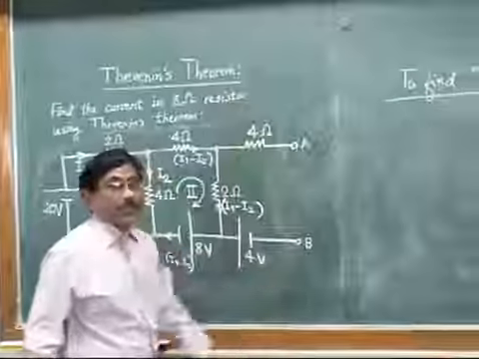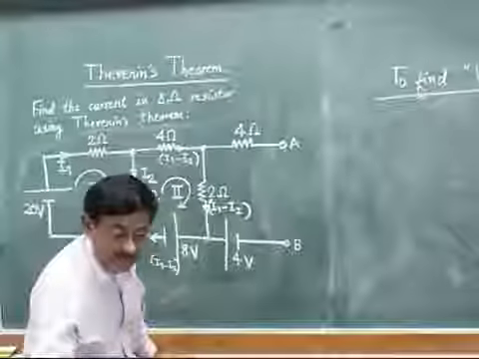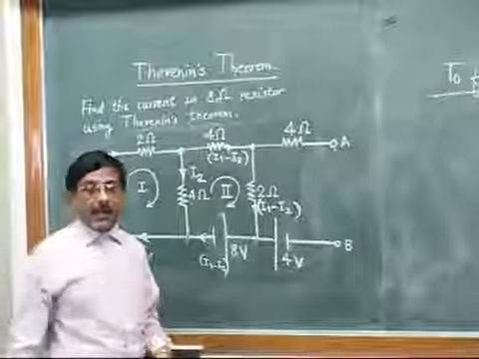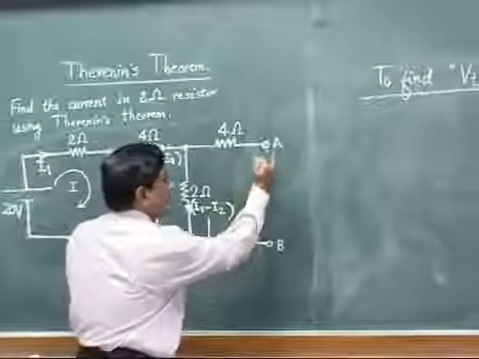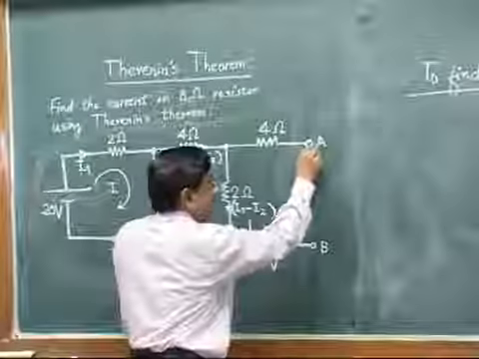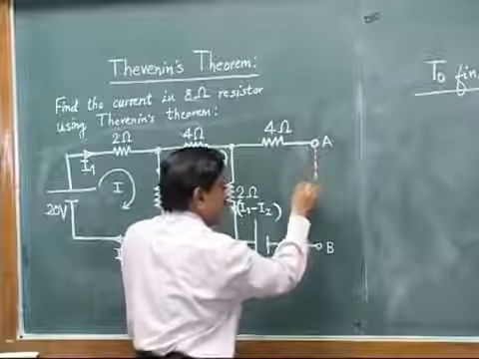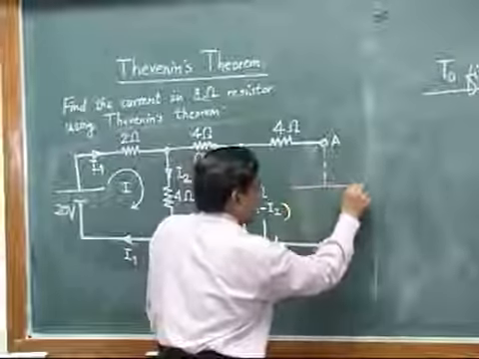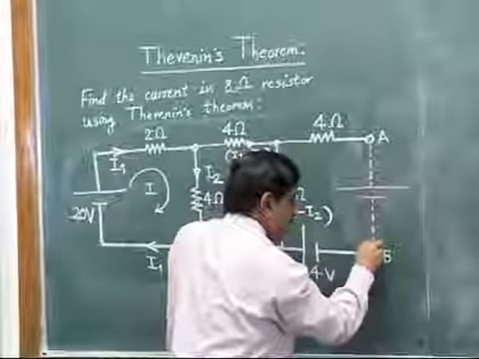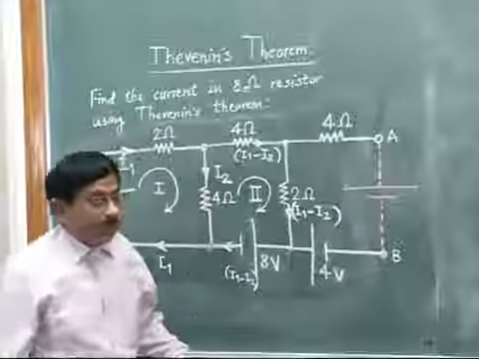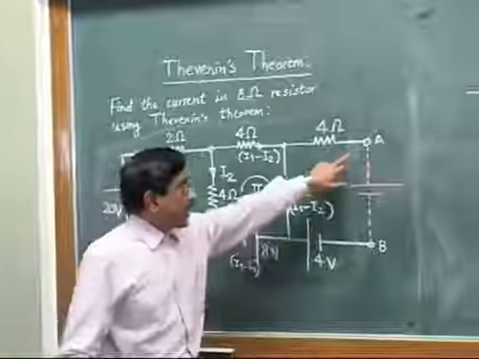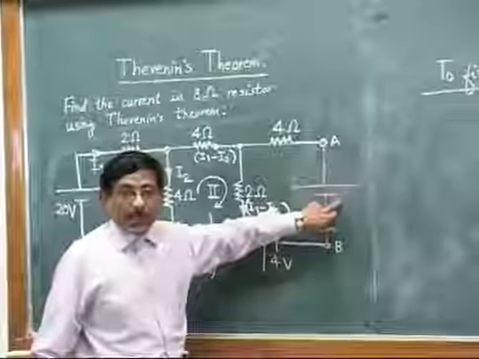Now how to calculate this VTH? For that, one simple thing: we assume that some imaginary voltage source is connected between points A and B. So I will just show it like this. What is our assumption here? That some imaginary voltage source is acting across points A and B. That means we close for the time being, momentarily, these points A and B with a DC battery.